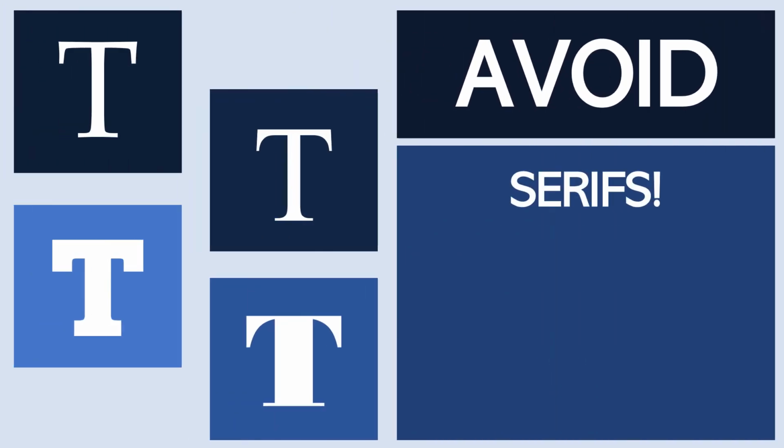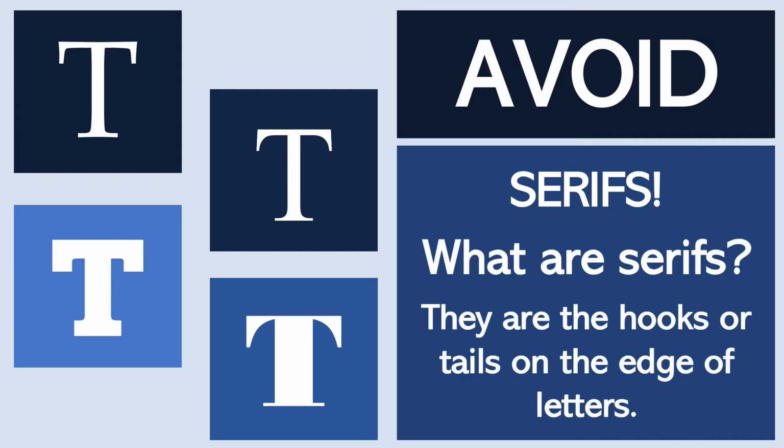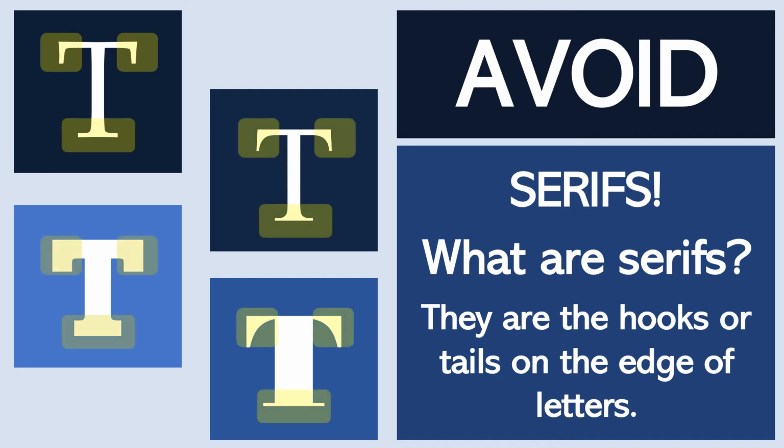We also want to avoid serifs. What are serifs? They're the little hooks on the tails or edge of the letters. For example, in this top left corner, we have those two hooks coming down at the top and the two hooks flaring out on the bottom. And we see this with these other shapes as well.